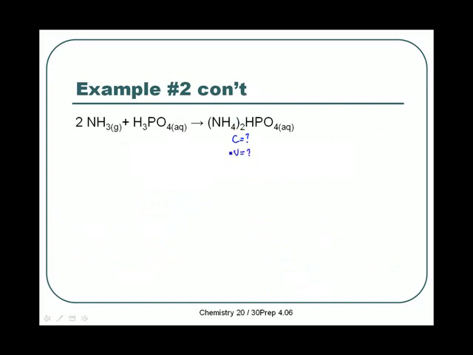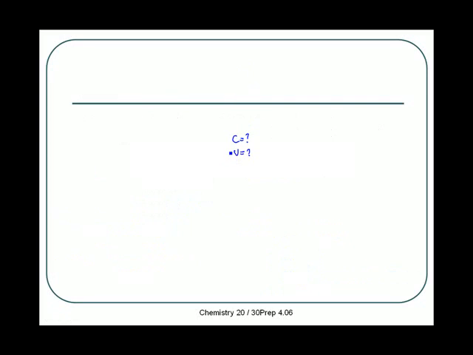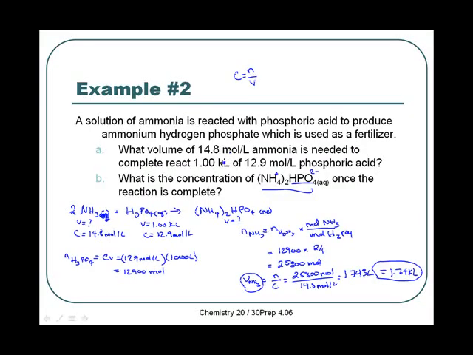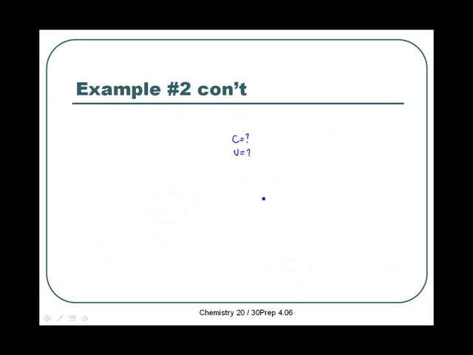Now to get the volume, because we're adding two solutions together, we're adding 1 kiloliter of phosphoric acid and 1.74 kiloliters of my ammonia. So the volume that I'm going to have when I'm done would be the two added together. So my total volume is going to be 2.74 kiloliters, and now I have a chance at answering this question.